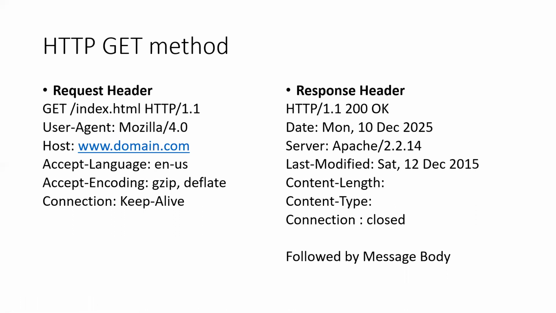Once you have made the request, the server will respond back in the following form. You see it has responded with status code 200, which is okay. Then date and last modified, and then at the end you will have the message body. So you'll have the response header, and then you have the message body. The message body is nothing but the index.html which you had requested. Okay, so this is a simple example of the HTTP GET method.